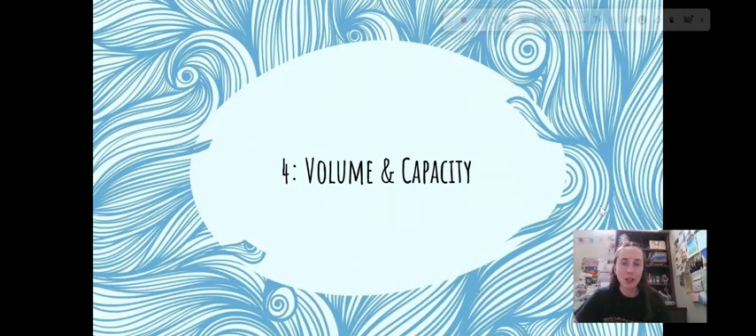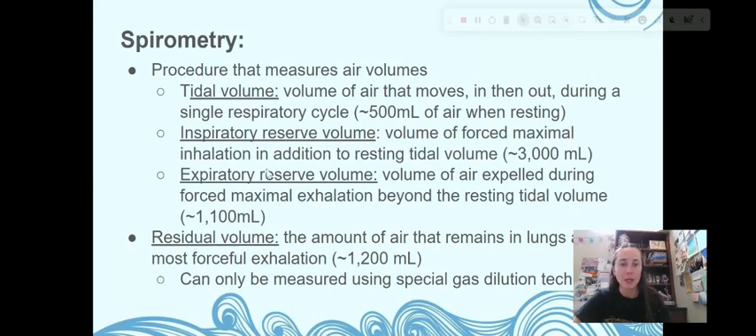All right, last thing we're going to talk about here, and we'll do a lab also to demonstrate this, where you get to measure your own lung capacity. We're going to talk about volume and capacity in our lungs. To measure this, there's a test called a spirometry test. If you are someone who has asthma, you've probably done this at your doctor. But this is just a procedure that measures air volume.